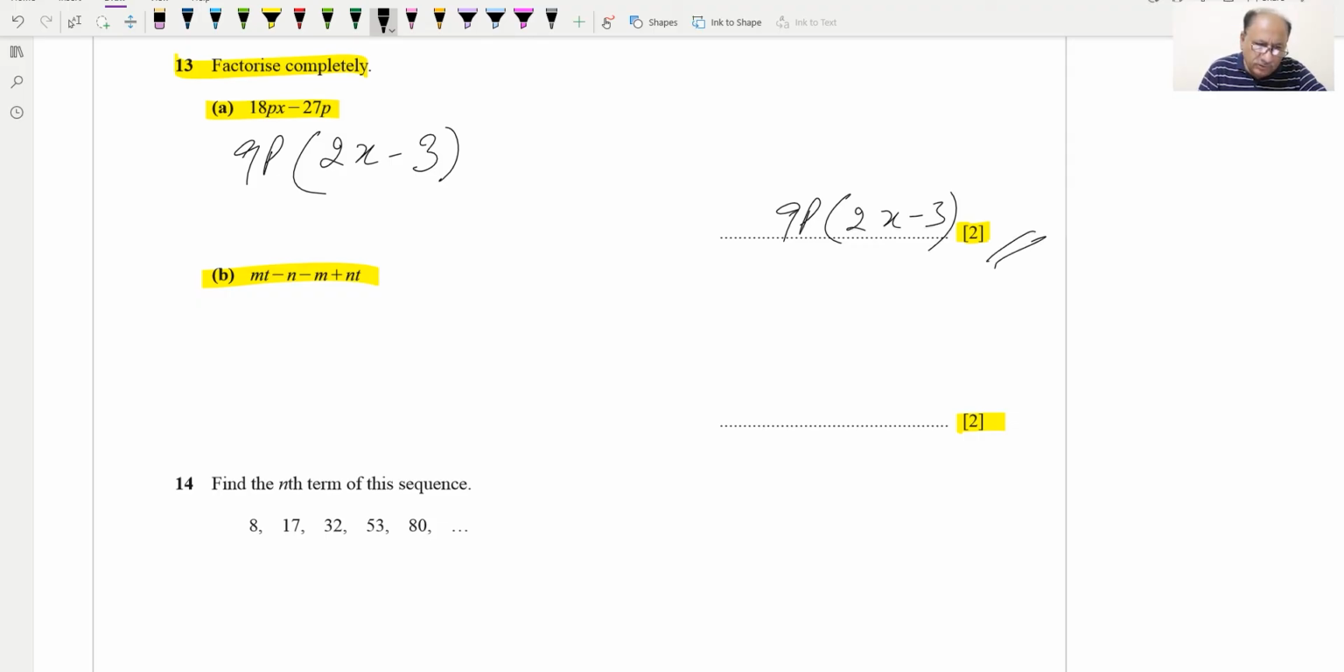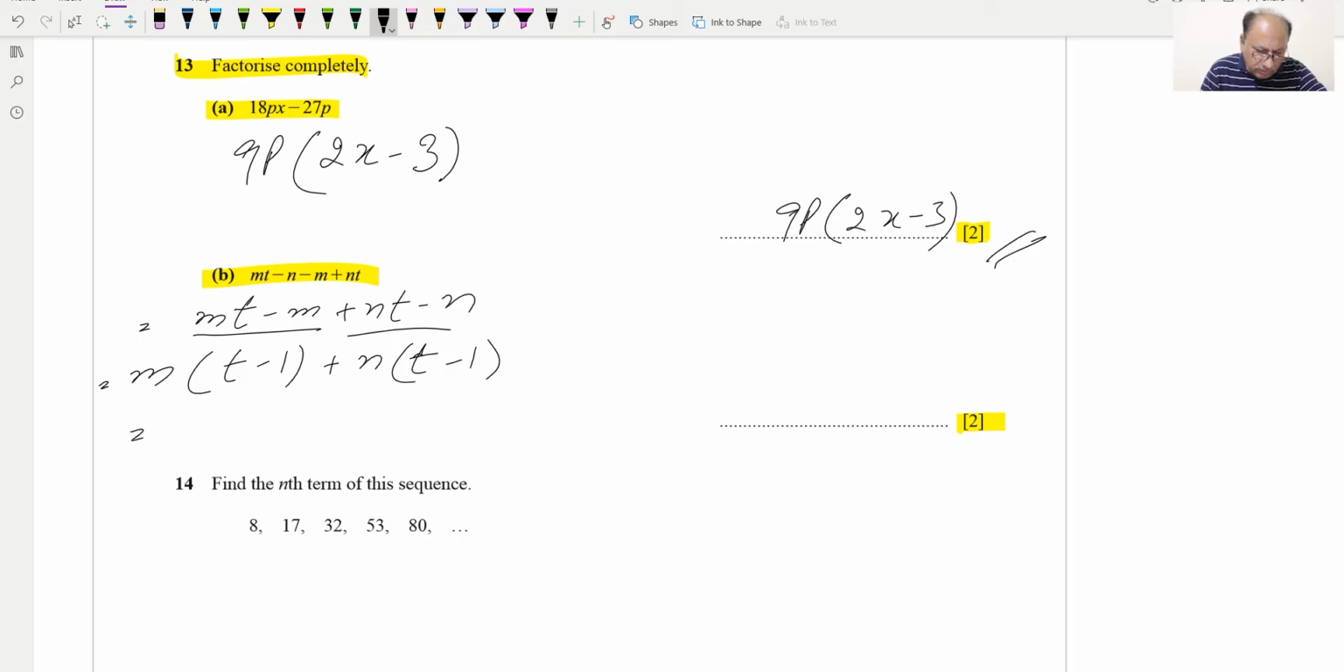Done. Now for this one we can make 2 pairs. We can rearrange first: mt minus m, and plus nt minus n. So these will be the 2 pairs. From the first pair we can take m common, so t minus 1, and from the second pair we can take n common, so it will be t minus 1. So we can combine t minus 1 and m plus n, and this will be our final answer, t minus 1 times m plus n, and this is also for 2 marks.